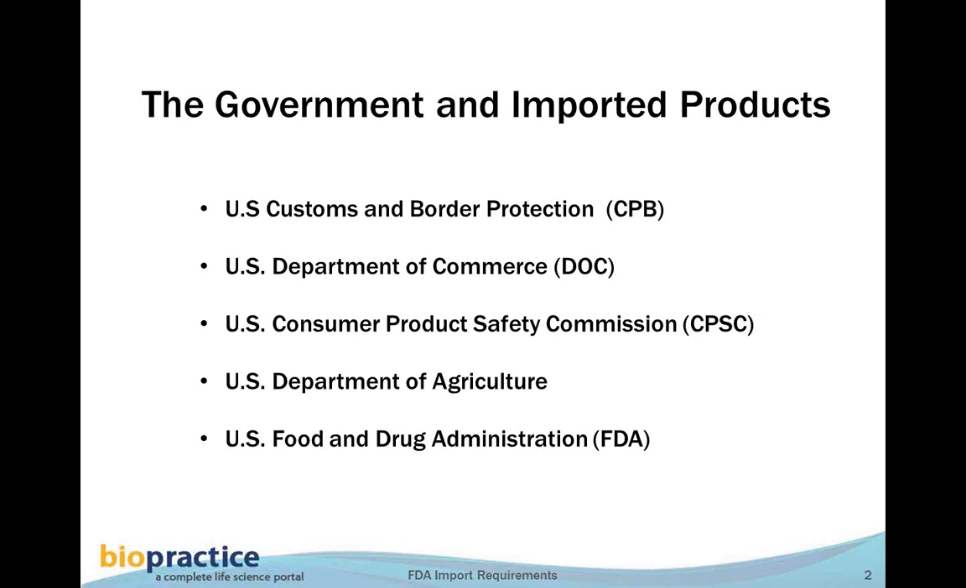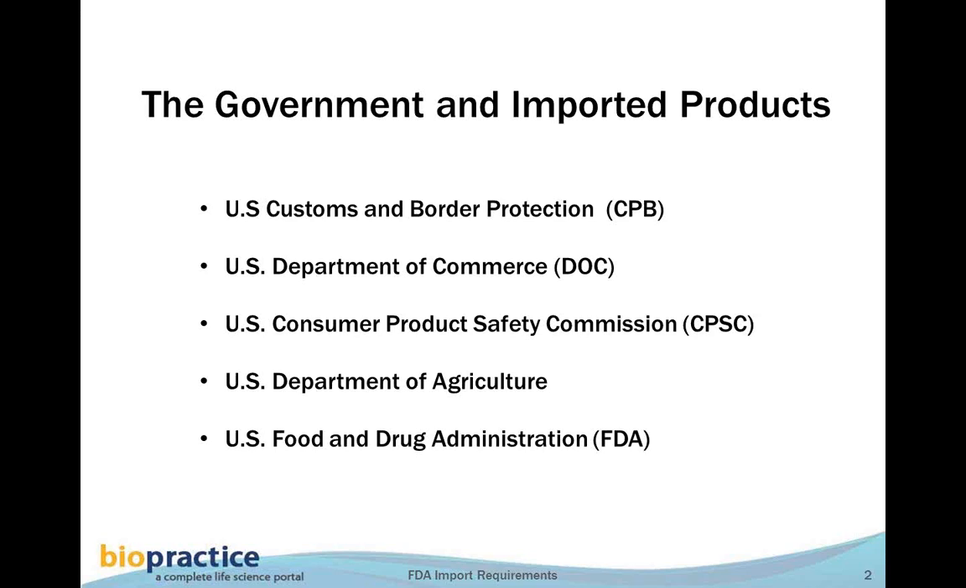The Department of Commerce has some fishery requirements that they look into, specific kinds of fisheries. The Consumer Product Safety Commission, if you're an importer of toys or consumer products, things that are sold in the Walmarts, for example, sets the requirements for those and will be responsible for reviewing entries of those kinds of products.